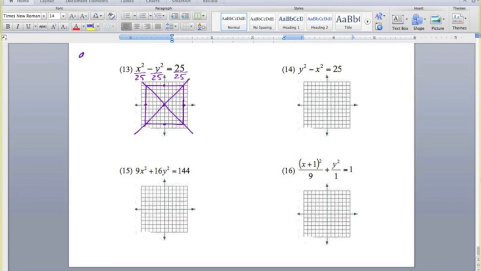I need to fill it into 2 of the sections. How can I tell which 2 sections to fill it in? x comes first, so that means we fill it in the x sections, or the sideways sections.